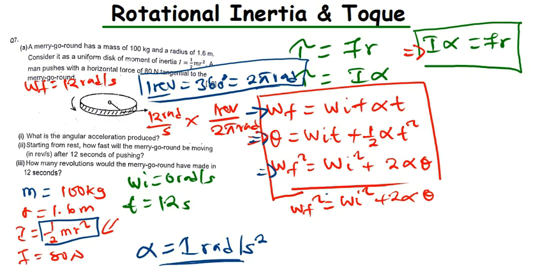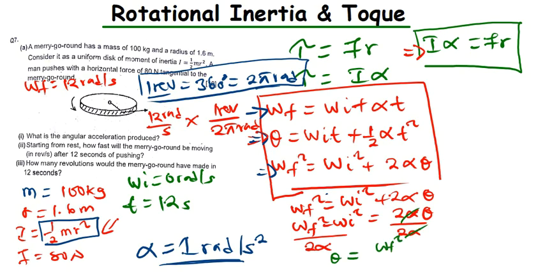Let's shift this initial to the other side. It will be final squared minus initial squared is equal to 2 alpha theta. We want to find theta. We divide both sides by 2 alpha, so we can see that this will cancel. So our theta will be equal to final squared minus initial squared divided by 2 alpha. Let's plug in the values.